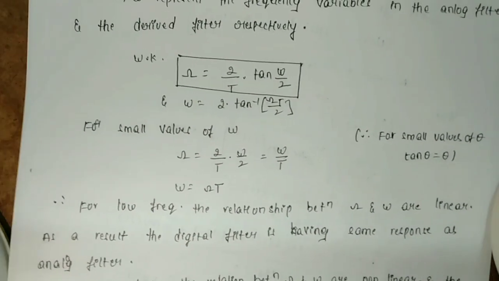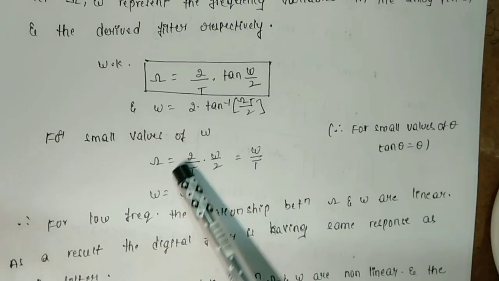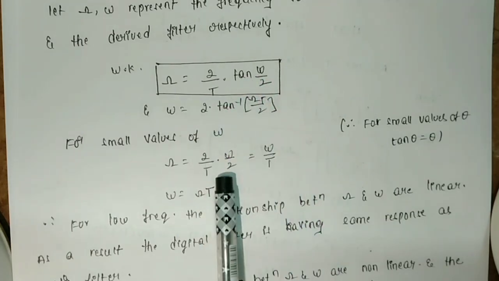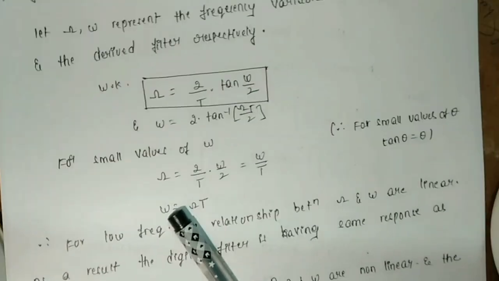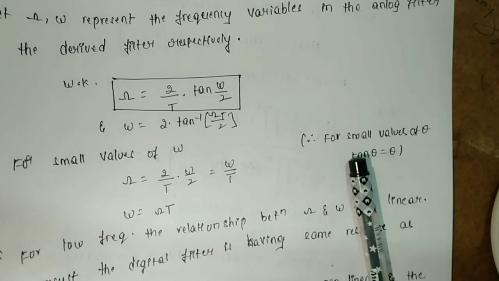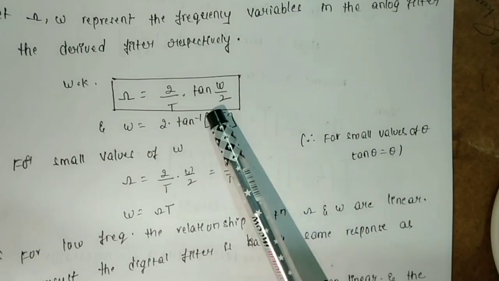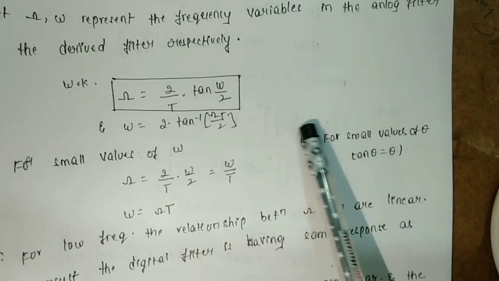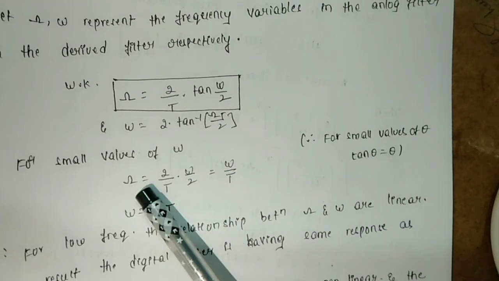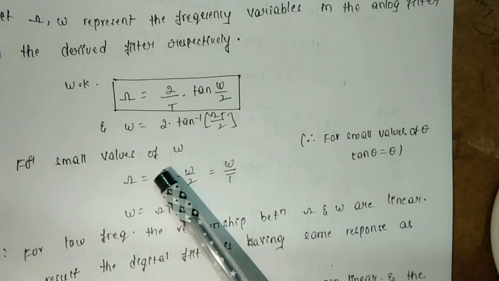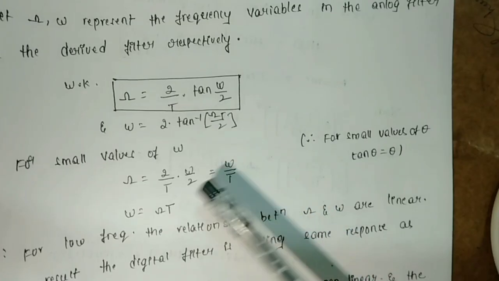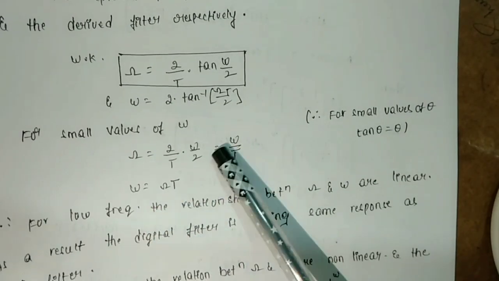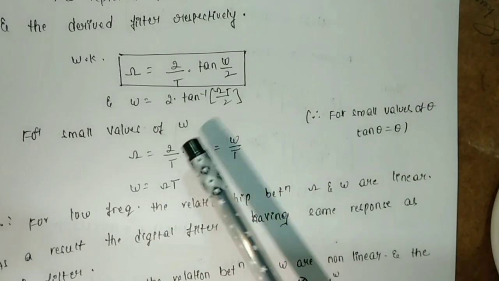For small values of omega, I am taking tan omega equal to omega only. This analogy I have taken from mathematics: for small values of theta, tan theta is equal to theta, right? So in place of theta you have omega by 2. For small values of omega, tan omega by 2 will be equal to omega by 2. So capital omega is equal to 2 by T into omega by 2. The 2 will get cancelled, so capital omega is equal to omega by T, or omega is equal to angular frequency capital omega into T. This relationship is possible when you take small values of omega.